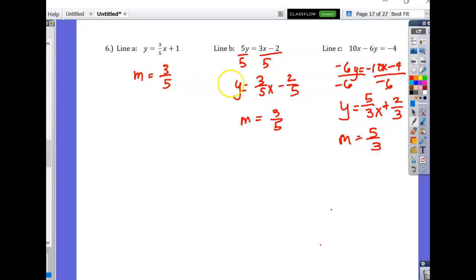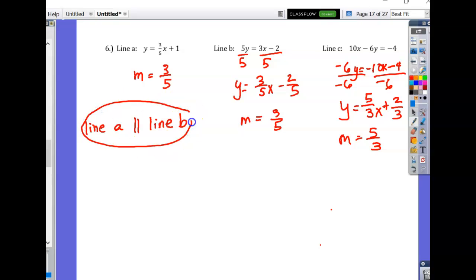So we can say that line A and line B, since they have the same slope, are parallel. Line A has the same slope as line B, so line A is parallel to line B. Now I do see that line C has the reciprocal slope, but it is not the negative reciprocal.